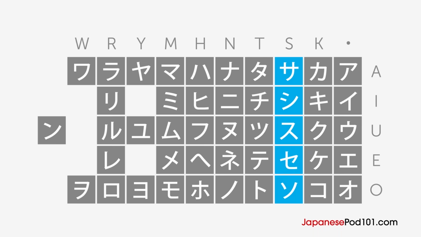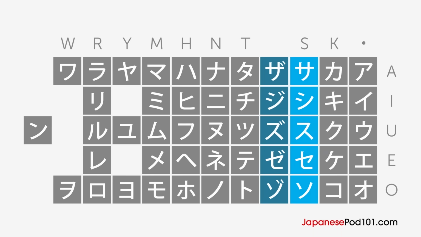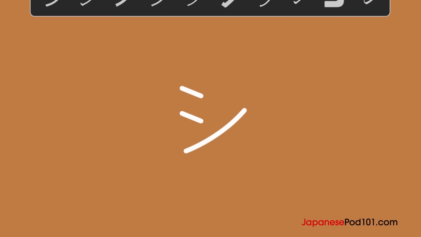All of the characters in this column can also be altered by a dakuten. Do you remember what sa with the dakuten sounds like? It's za, sa, za, sa, za. Okay, next up is the katakana character shi. Shi.